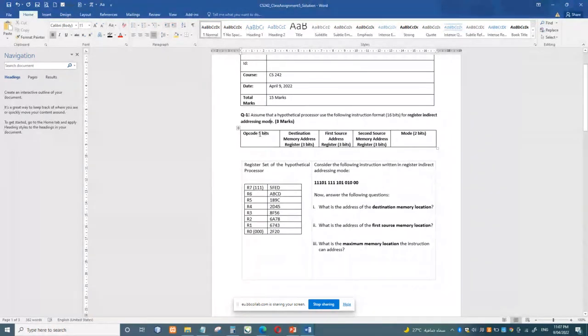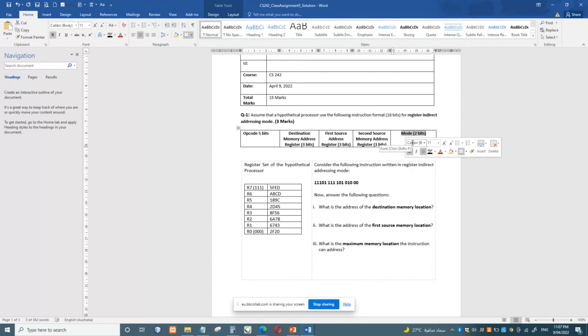You can see that the opcode is 5 bits. Your destination memory address register is 3 bits. The first source address register is 3 bits. The second source address register is also 3 bits, and your mode field is 2 bits. Basically, the mode bits are used to specify which addressing mode you are using here. So these 2 bits tell us that we are now using register indirect addressing mode.